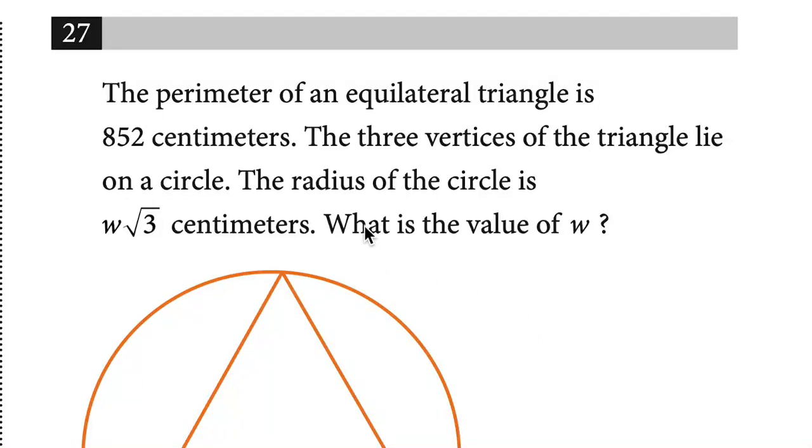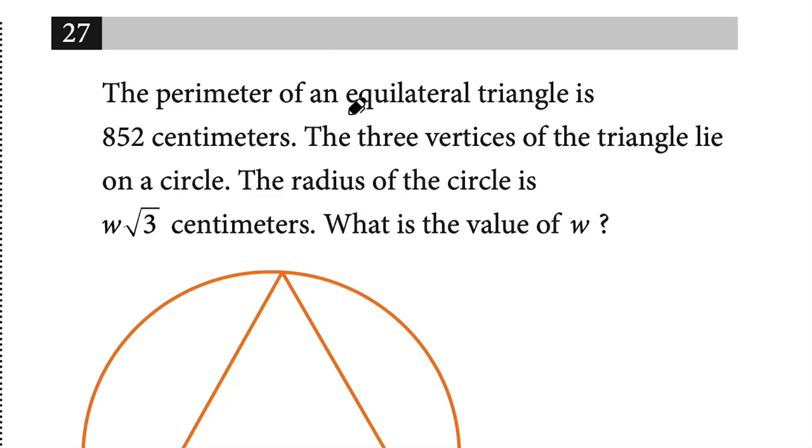Question number 27. The perimeter of an equilateral triangle is 852 centimeters. The three vertices of the triangle lie on a circle, and the radius of the circle is w root 3 centimeters. What is the value of w?